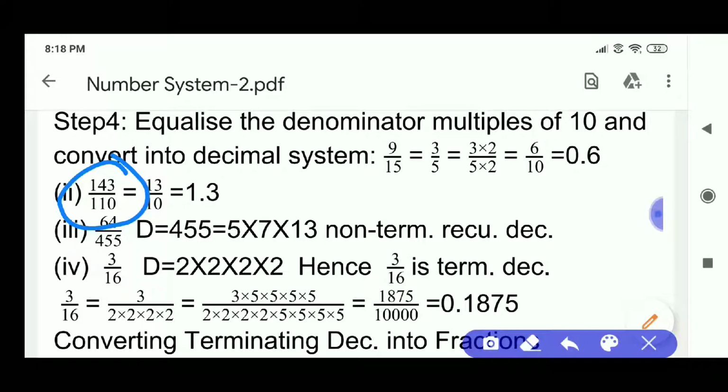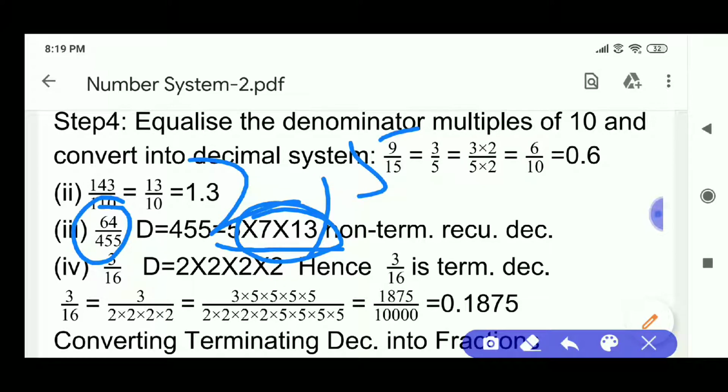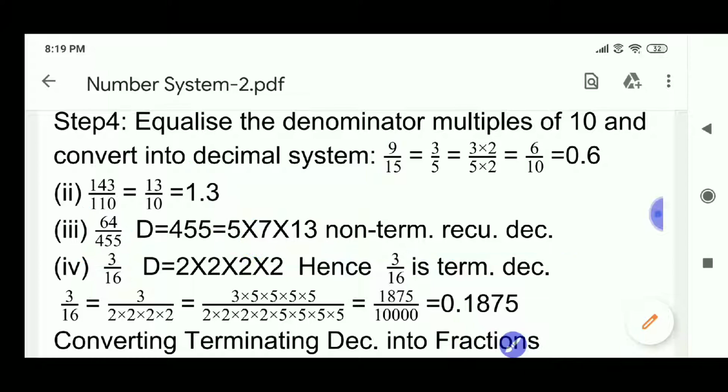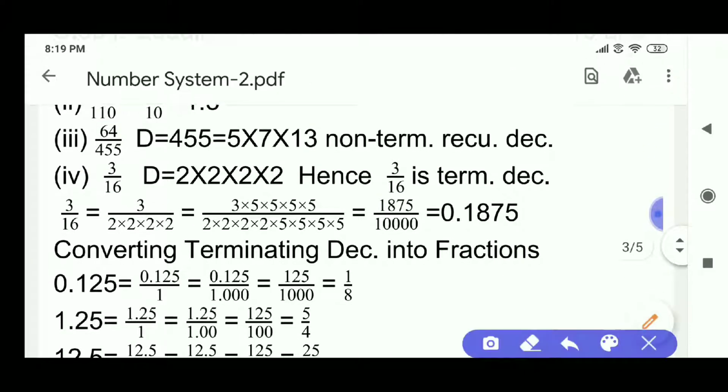Let us go to one more example. 143 by 110. After simplification, it becomes 13 by 10. It is nothing but 1.3. And 64 by 455. It cannot be simplified further. Now take the denominator 455. By prime factorization, we get 5 into 7 into 13. Here we have 7 and 13 other than 2 or 5. So it is a non-terminating recurring decimal.